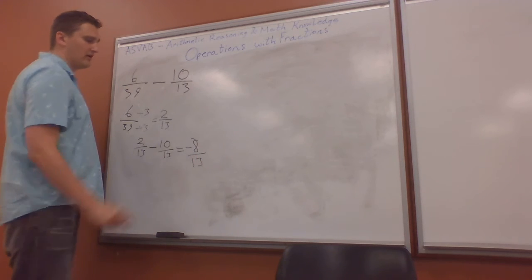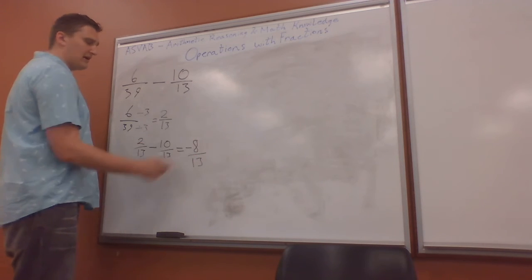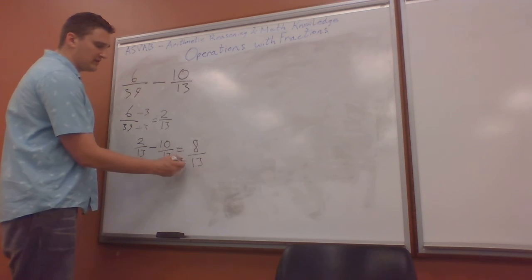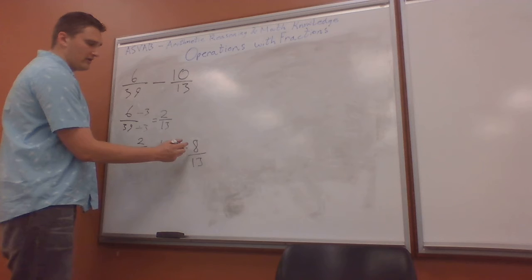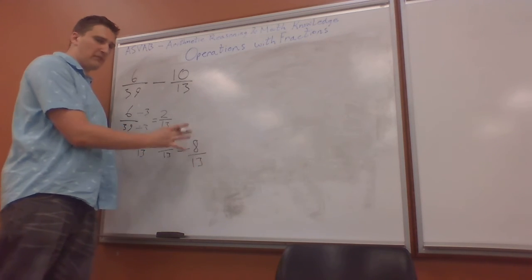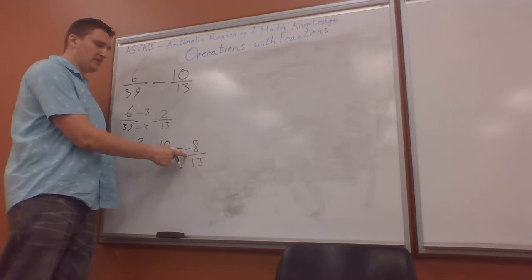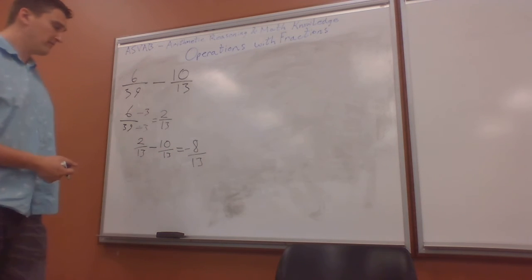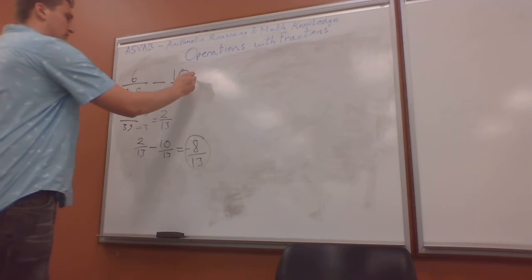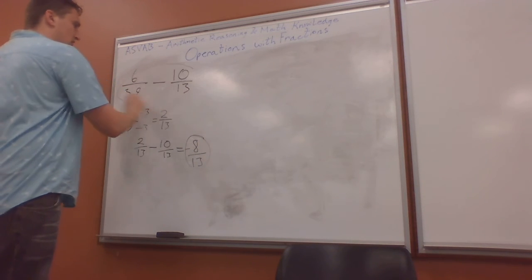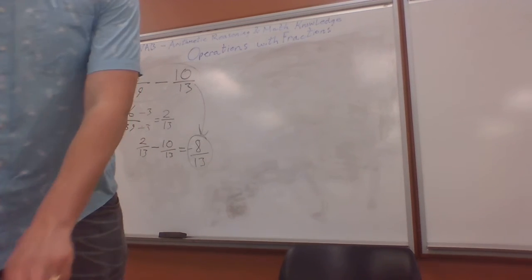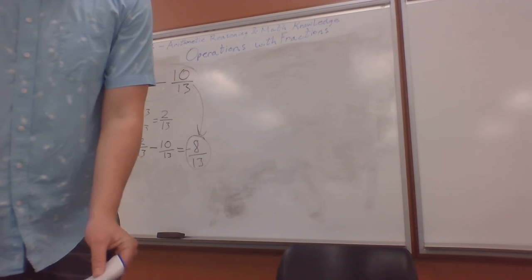Negative 8 over 13. And if you're wondering why I put the negative on top, I sometimes like to put it on the side here or the bottom. It doesn't matter where you put it. It'll have the same value. As long as either the top or bottom is negative, you can put the negative on the side and they'll still mean the same thing. So that would be the answer to our original problem there. I think that's about all I wanted to go over in this video.